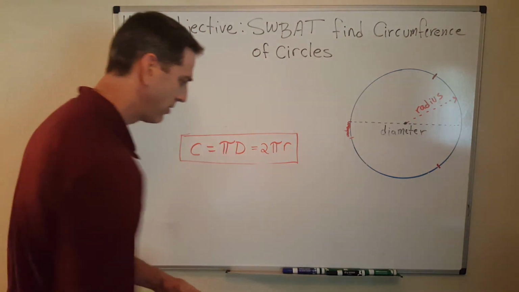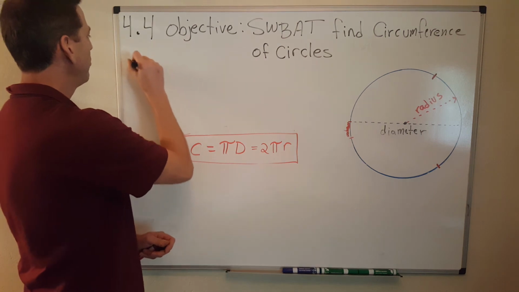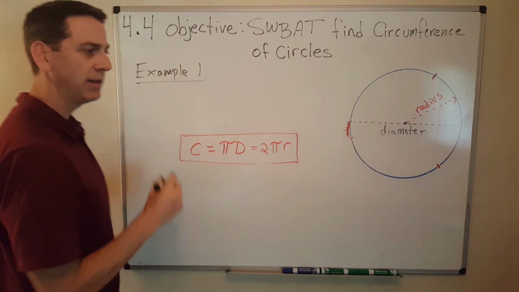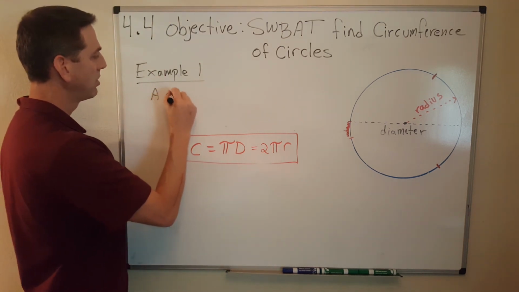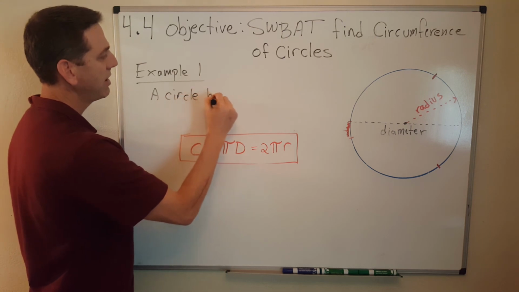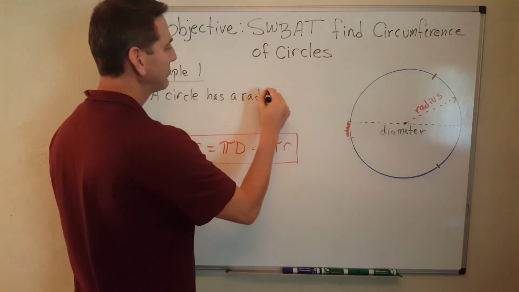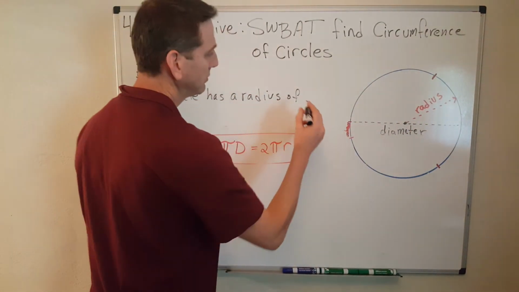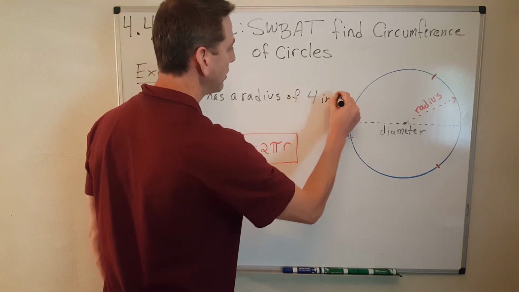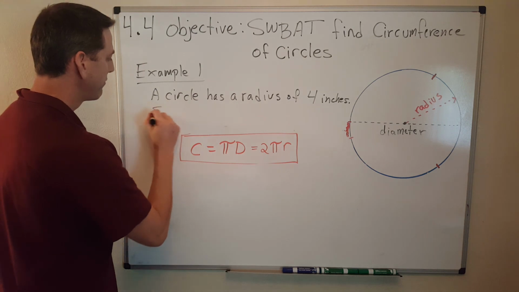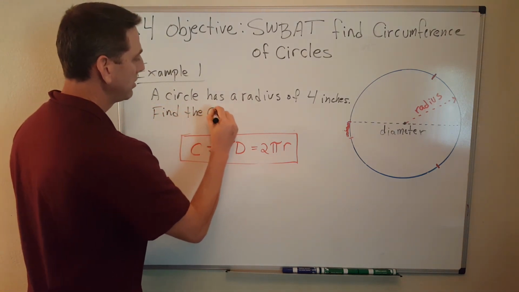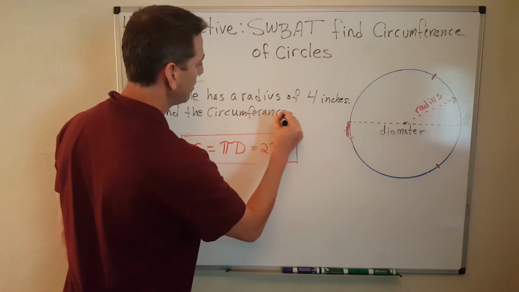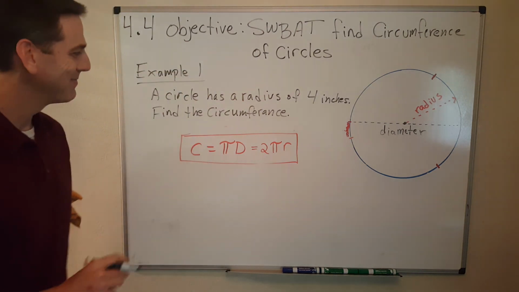All right. So let's do example 1. So let's say that we have a circle that has a radius of, what do you think it is? Let's just say 4 inches. Find the circumference. Circumference. I hope that's how you spell circumference.